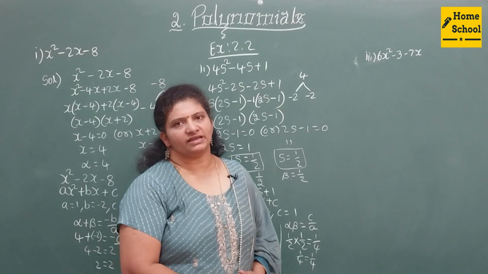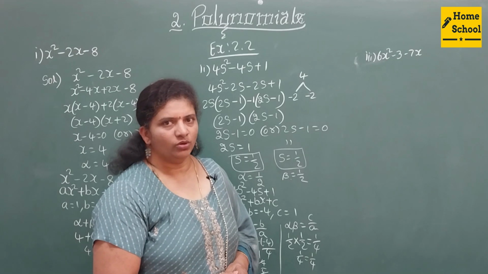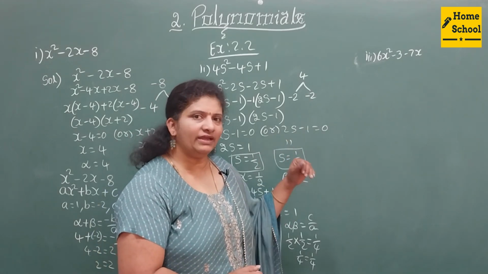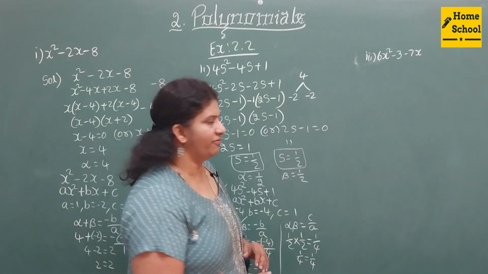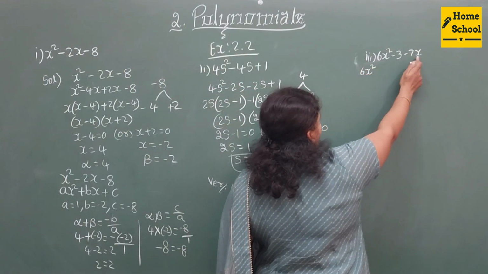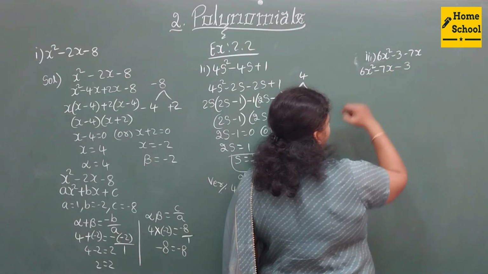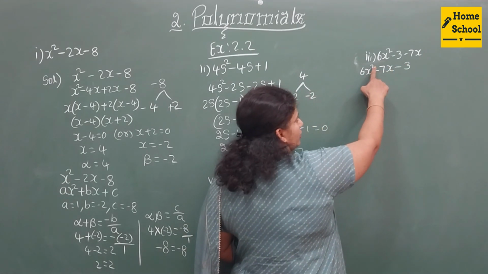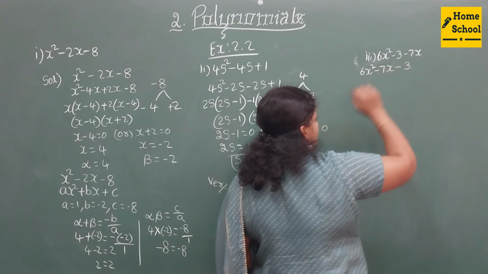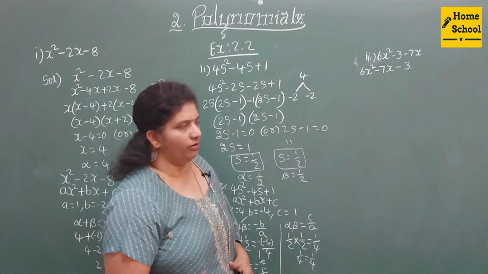6x² - 3 - 7x. Observe, is it in the standard form? No. If no, we need to rewrite it in standard form and then solve the problem. 6x², next, -7x, -3. See here, x power 2, x power 1, x power 0. In this order, we need to write the polynomial.